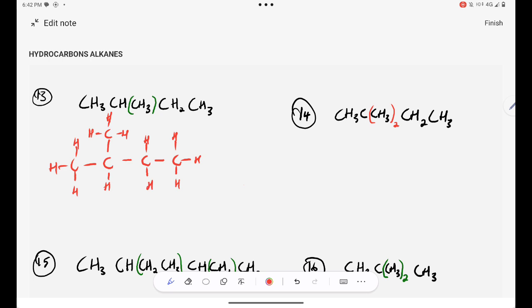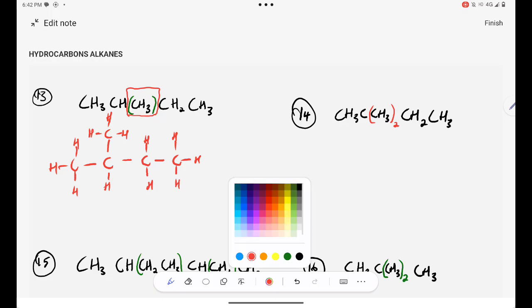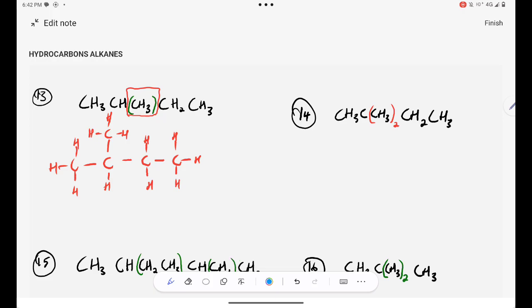Please note, guys, once you come across CH3 in the middle of your compound, you are dealing with a side chain. Are you together? You are dealing with a side chain. Whenever we name this compound, we'll always number our carbons from the terminal closer to the side chain. So this will be carbon number 1, carbon 2, 3, and 4.